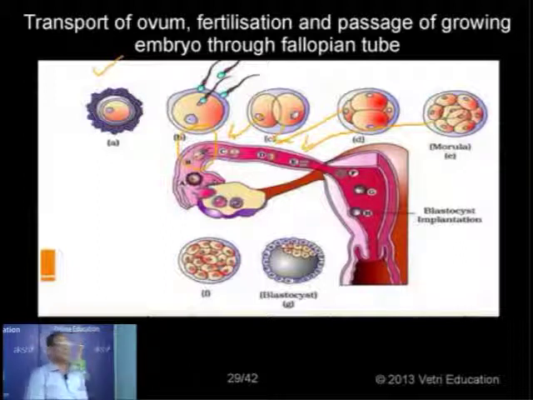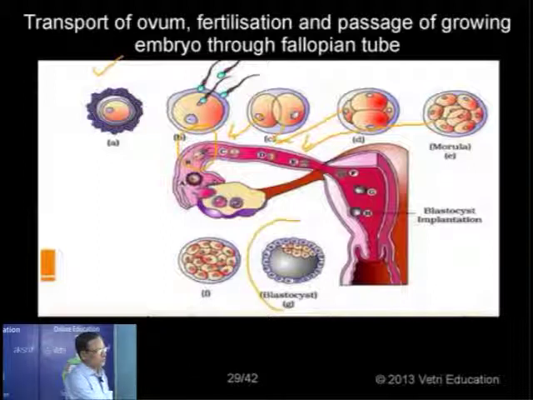In the case of human beings, the 8 to 16-cell stage is considered the morula stage. Here it is an 8-cell stage, and this is the 16-cell condition. Both are nothing but morula stages, more or less. Later it is converted into what is called the blastocyst. Now this is the blastocyst.